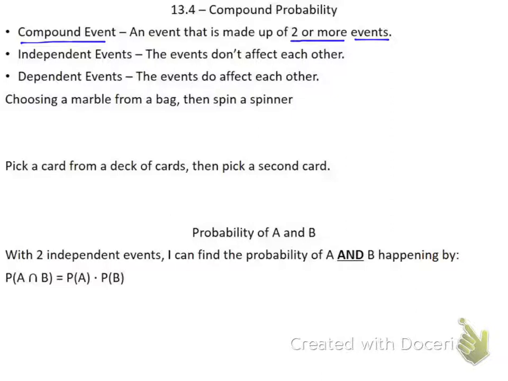The one thing that we need to make sure we understand is the difference between an independent event, which are two events that don't affect each other, and then a dependent event, which is events that do affect each other. And so with these two examples, the first one I have is one of my events is choosing a marble from a bag, and then the other one is spinning a spinner. If I choose a marble from a bag and then I spin a spinner, it's not like choosing a marble will change what number I spin on my spinner, because they're two totally different things. So this would be an independent event.